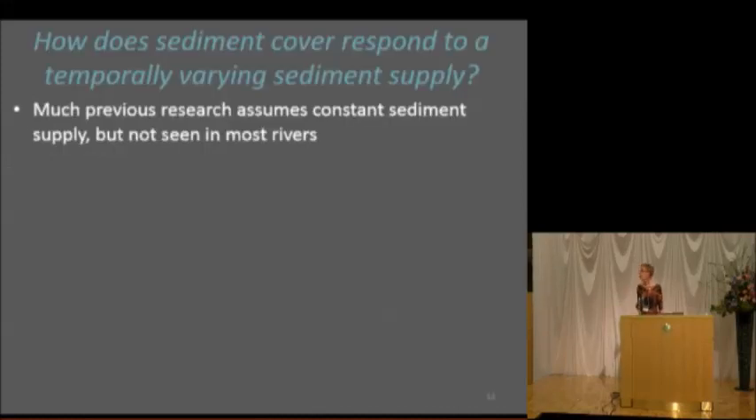Okay, so in the second half of this talk, I want to show you a particular example of how we can use a modeling framework to answer this question of how sediment cover varies in response to changing sediment supply. Quite a lot of the previous research has often assumed that sediment cover is at least in equilibrium with the local sediment supply. It seems that in a lot of rivers, this is not necessarily going to be the case.